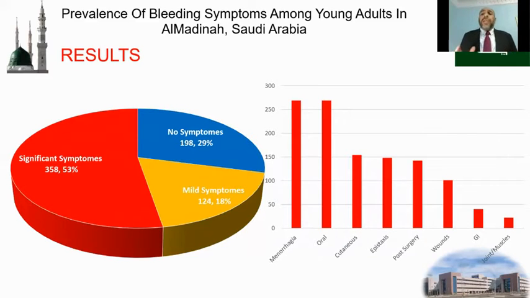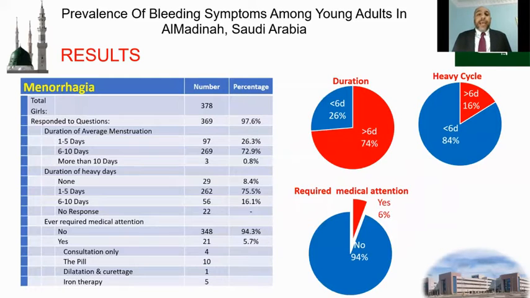We found that more than half of our population have significant symptoms, 18% of them have mild symptoms, and 29% of them have no symptoms. Menorrhagia and oral bleeding were the most common, followed by cutaneous and epistaxis types of bleeding.